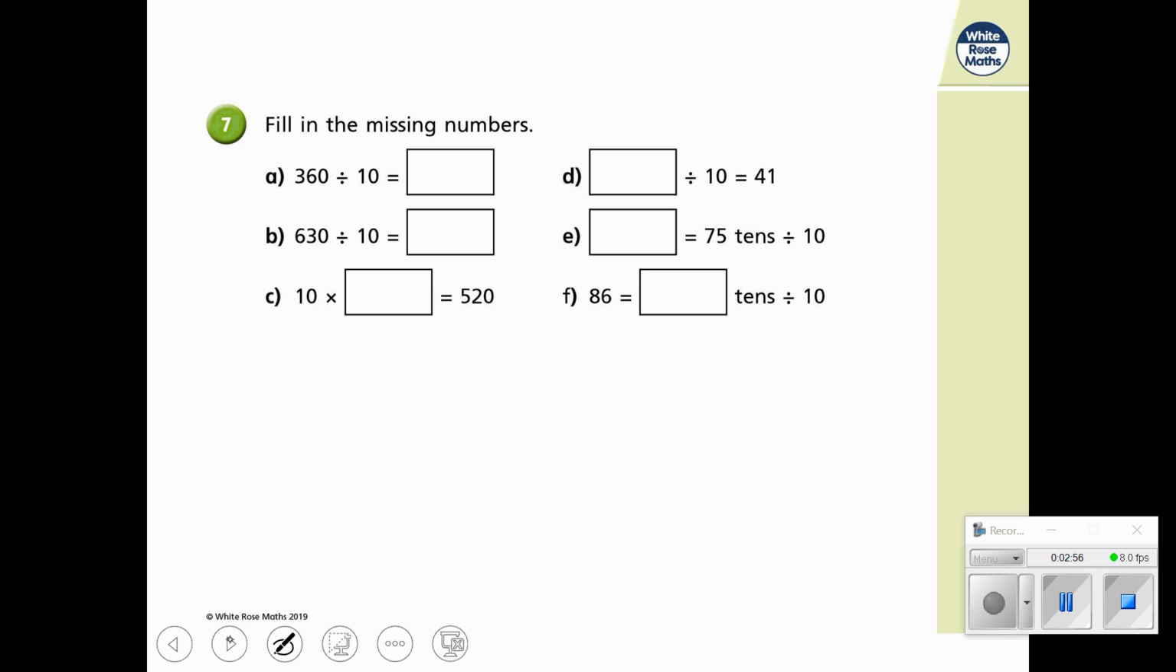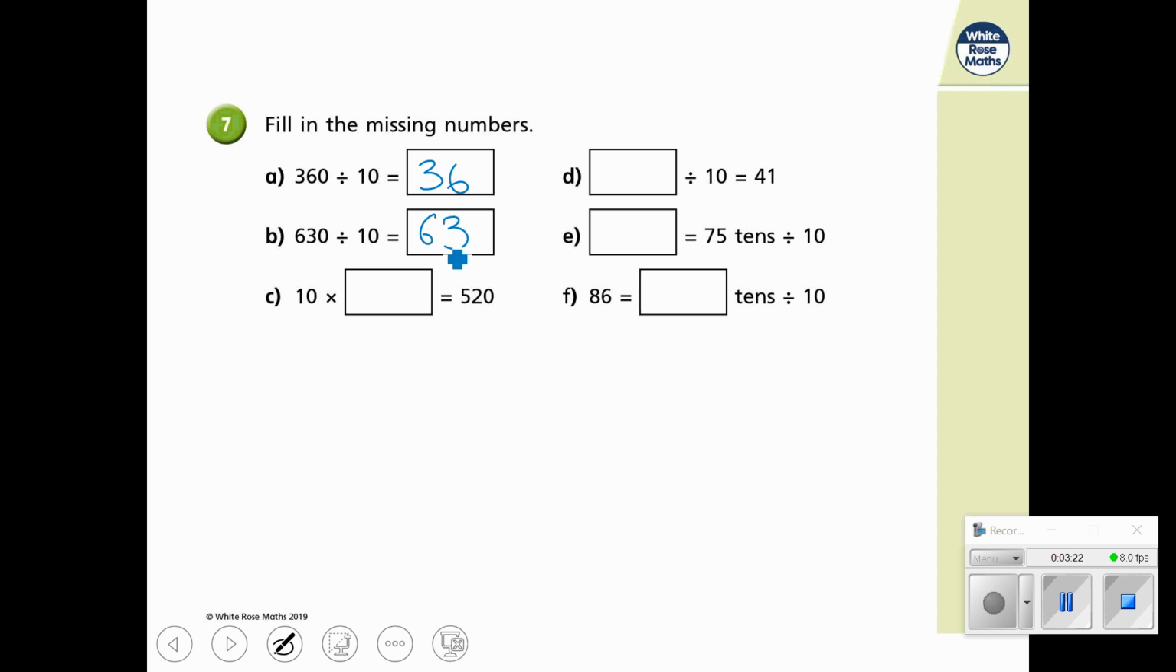360 divided by 10. So we are making each one 10 times smaller, or we are dividing by 10 on our place value chart. So 360 divided by 10 is 36. 630 divided by 10 is 63.